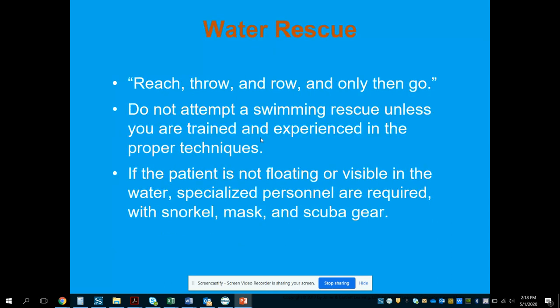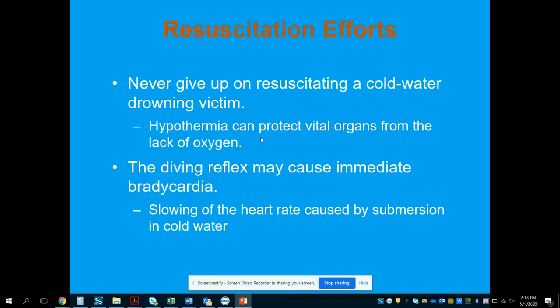If this is a water rescue, then you want to keep this in mind. It is reach, throw, row, and only then go, which means you don't want to put yourself in a situation where, if you are in the water, the patient is grabbing onto you and potentially injuring you, pushing you down underneath the water, which is what will happen if you go out and swim to them. So make sure that you do not do that unless you're trained and experienced with those proper techniques.